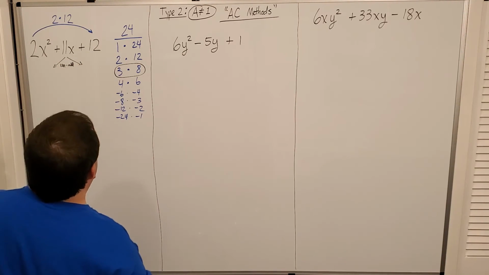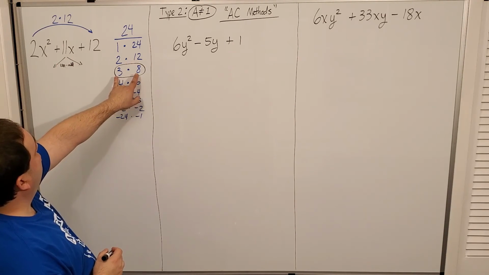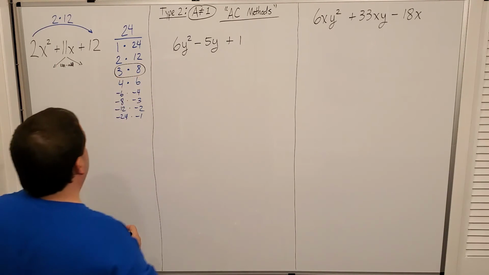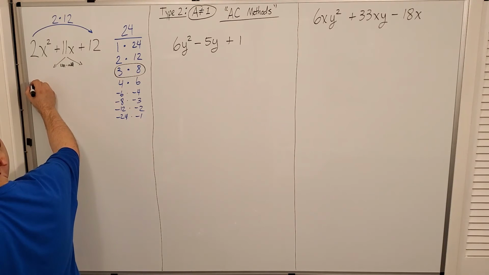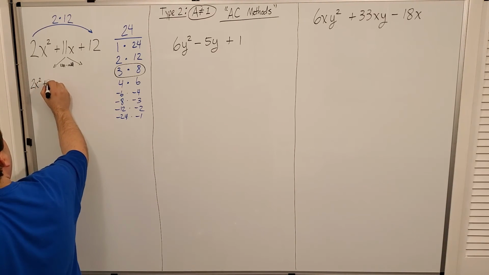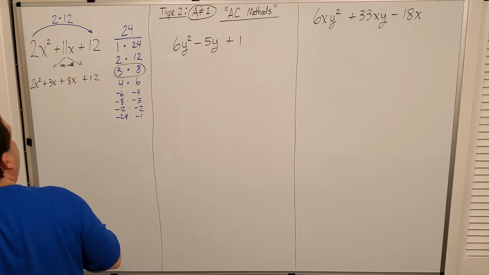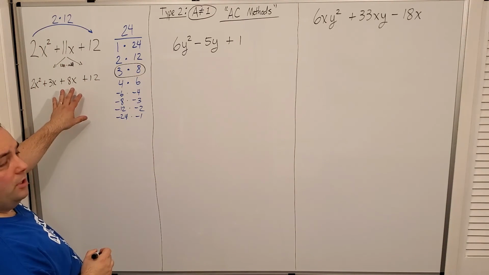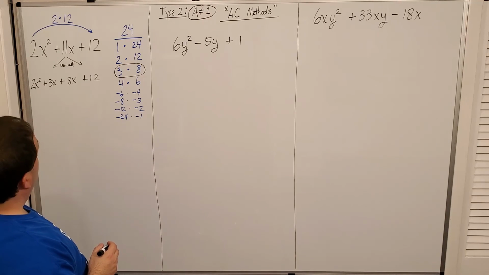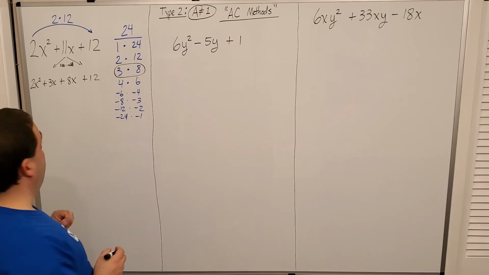I'm going to unadd the 11x into the 3x and the 8x. So that's 2x squared plus 3x plus 8x plus 12. Okay, so it's the same polynomial, as you can see. From here, I just use my grouping method.